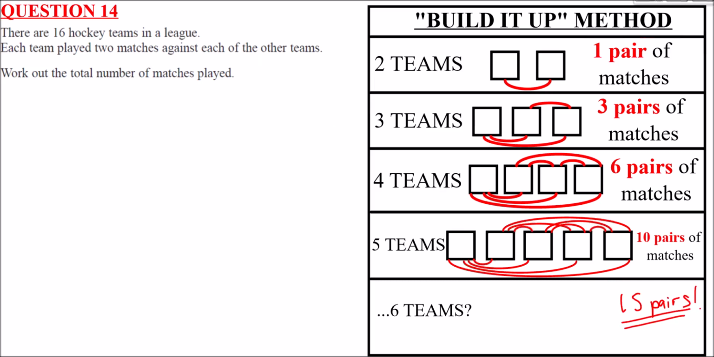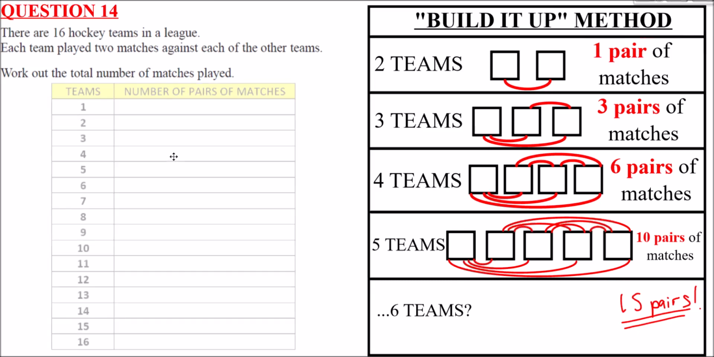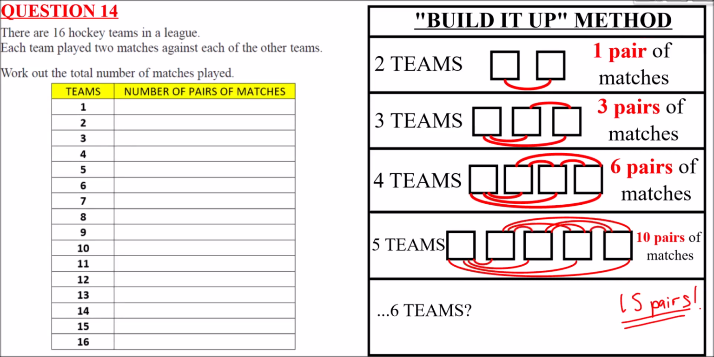So what I can do here is build this up in a table. Now, this would be the question, if you don't get it straight away, to return to at the end of the exam when you've tried everything else. I think this question's a bit mean personally, but that's just me. So, like we said, 1 team can't be done. 2 teams was 1 pair of matches, then 3, then 6, then 10.